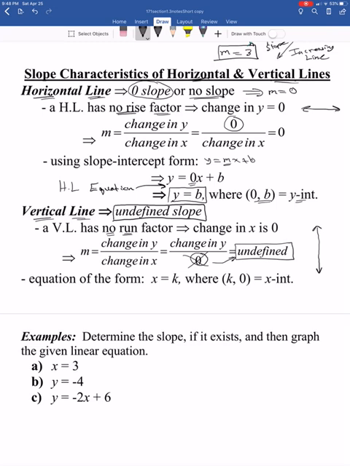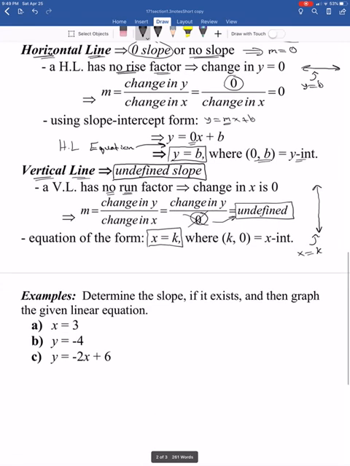Now, equation form. These are not functions. A vertical line definitely doesn't satisfy the definition of a function, where each x gives you one y. On vertical lines, x is constant and y is always changing, so you get infinite outputs for the same x. In the equation form, it's x equals a constant value, say k, where (k, 0) would be the x-intercept. So x equals k would be your equation form. Again, horizontal lines are y equals b, and vertical line equations are x equals some number k.